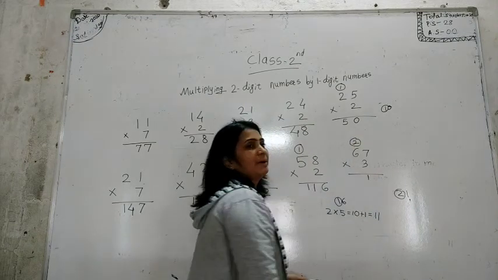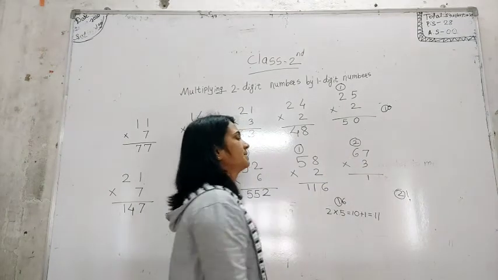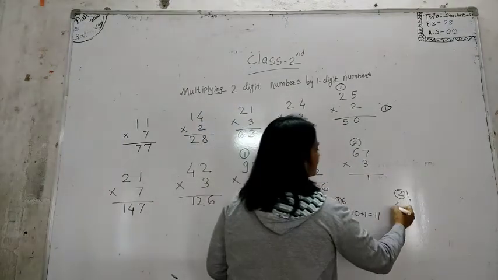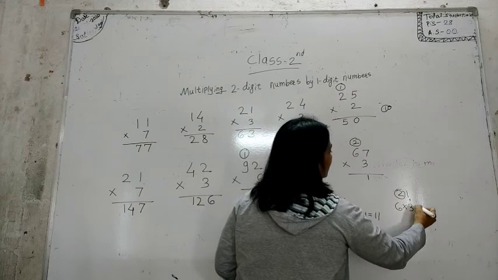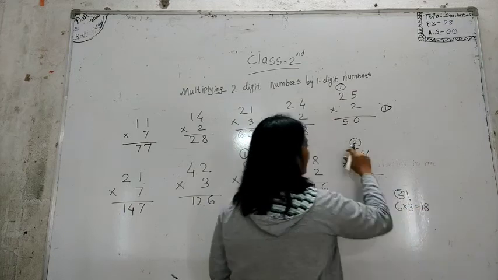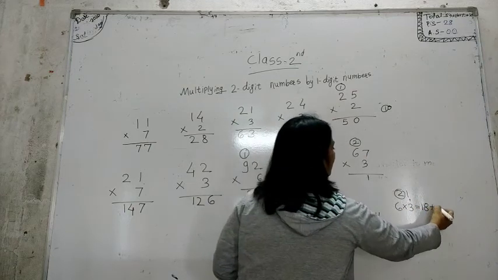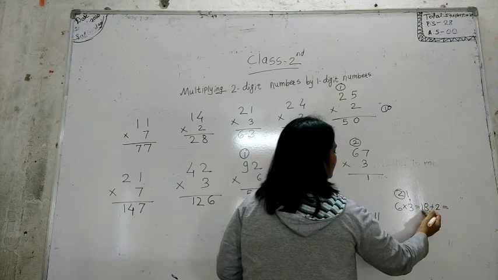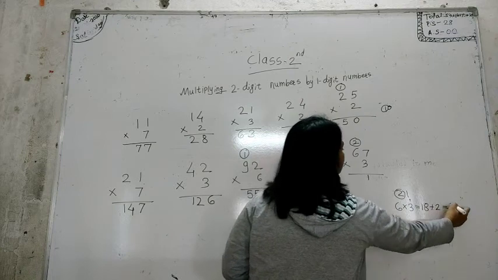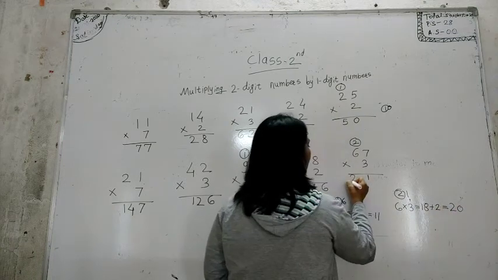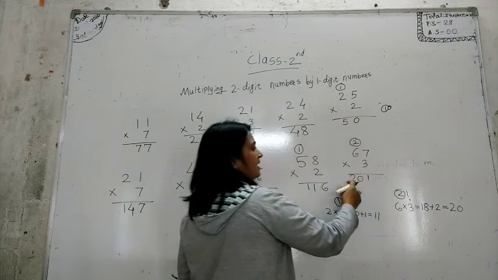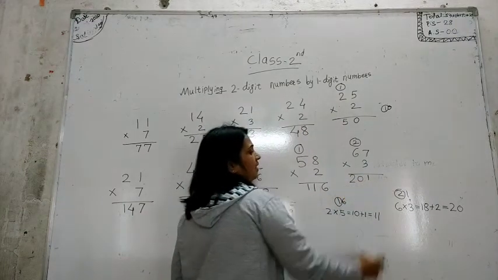So first we have to multiply these two digits. 6 3s are, or 3 6s are. So 6 multiplied by 3 is equal to 18 and we have to add the carry, that is plus 2. So our answer is 18 plus 2 is 20. So I write here 20. So our answer is 201.